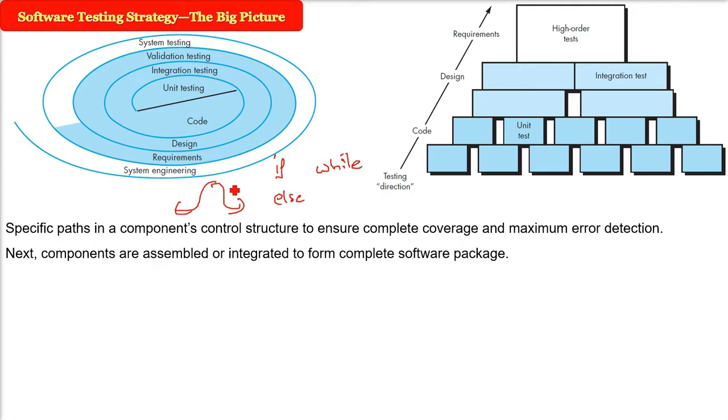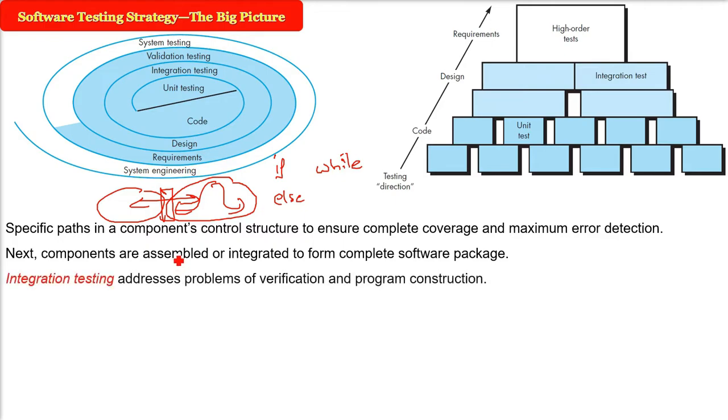And next, the components that have been checked are assembled, integrated to form a complete software package. Components are like bricks, and they will make a wall. So these are combined. So integration testing addresses what? The problems of verification and program construction. Because independently the module may work properly. What about combining them? Whether they work properly or not.